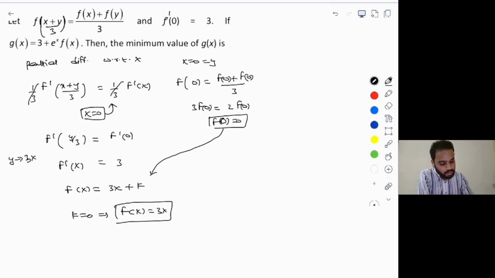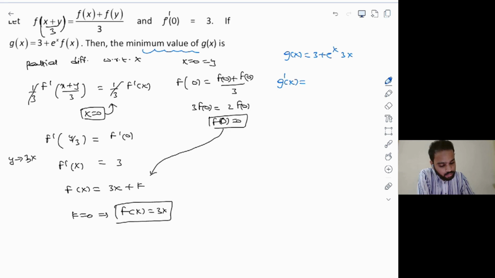So now since you got f of x is equal to 3x, but the question is not over yet, because there is one more function defined here. Let's see that. So g of x is given as (3 plus e power x) into f of x. f of x is nothing but 3x here. Now you have to find out the minimum value of the function g of x here. To find out the minimum value of a function, what is the process we know? Obviously differentiation, right? So first of all, let me take 3 common here, or let's differentiate directly, no problem.